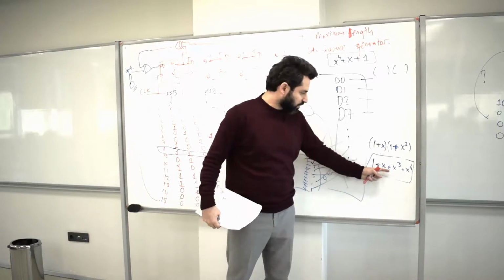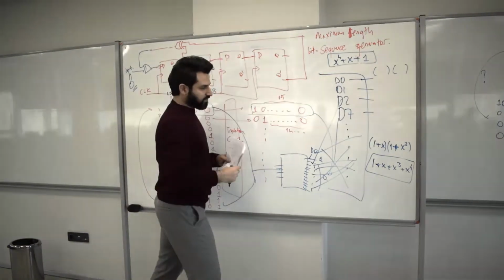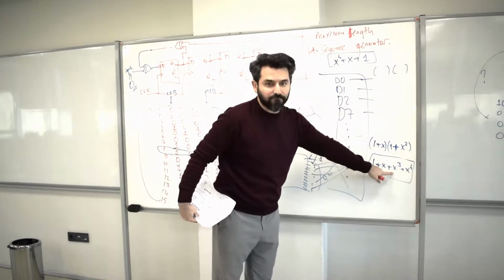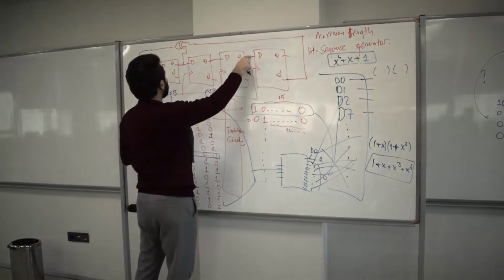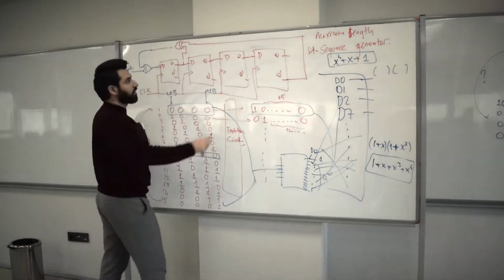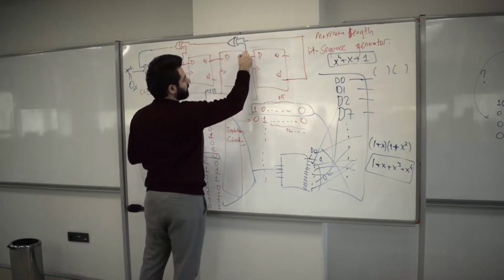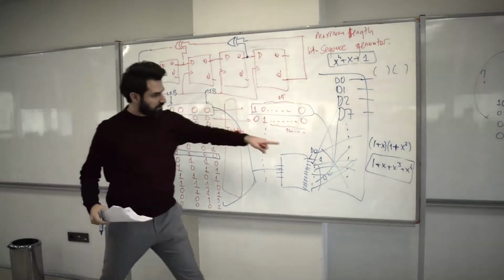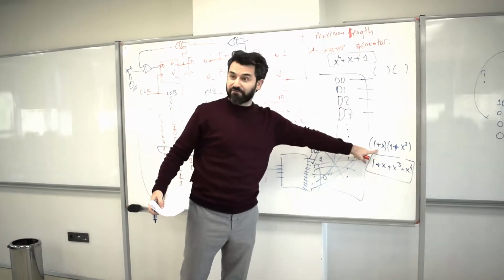So let me draw the circuit that corresponds to this polynomial rather than this one. There's only one difference between these two: there's an x cubed factor in here. So I have to take this, which is my x cubed, and XOR it with the other. Maybe I can put an XOR here and then connect that to here. Now this circuit is represented by this polynomial, and this polynomial can be factored.